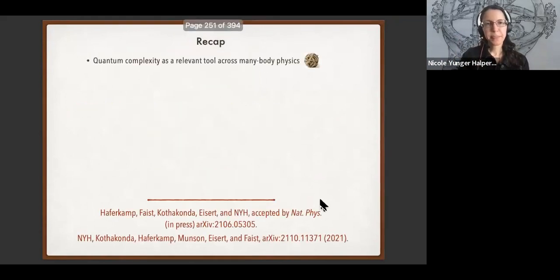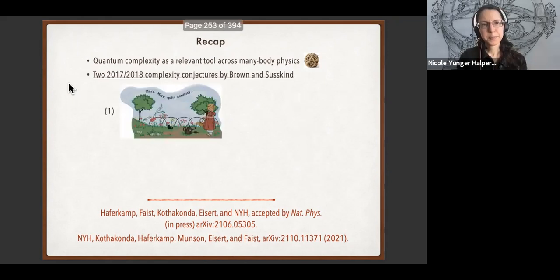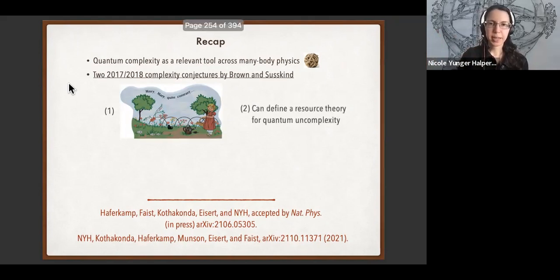In summary, we said that quantum complexity is a relevant concept that's been appearing across subfields of quantum many-body physics. Adam and Lenny formalized two conjectures about complexity in this much used paper. First, they conjectured that the complexity of a system evolving under a random chaotic evolution tends to grow linearly in time for an exponentially long time. Second, they conjectured that one can define a resource theory for quantum uncomplexity.